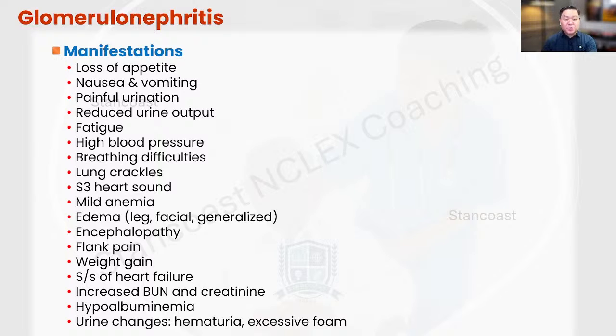So I want you to really operate and synthesize your knowledge so you can apply this in the NCLEX question. I really want you to focus on the manifestations: the urinary changes, the hypoalbuminemia, the elevation of the creatinine and the BUN, the heart failure manifestations, the weight gain. It's hard to miss any of this. I don't want to miss. I want that all.